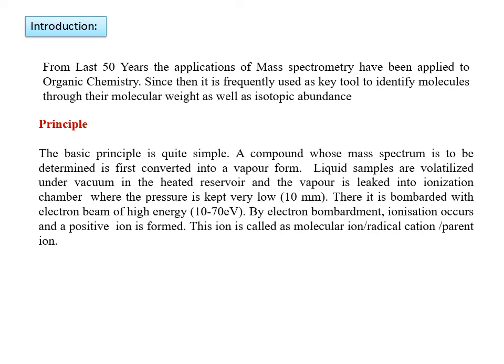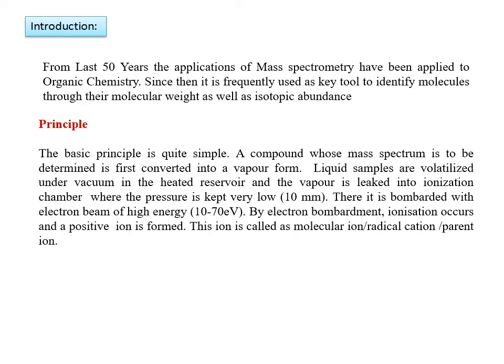The basic principle is quite simple: the compound whose mass spectrum is to be determined is first converted into vapor form. Liquid samples are volatilized under vacuum in a heated reservoir, and the vapor is leaked into the ionization chamber, where the pressure is kept very low, and there it is bombarded with a high-energy electron beam, about 10 to 70 electron volts.